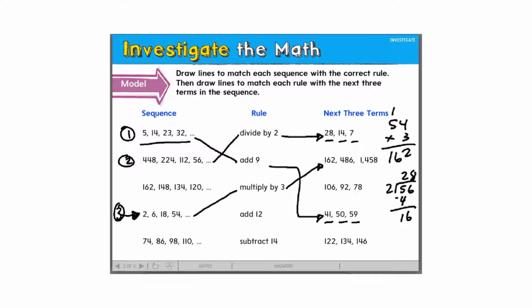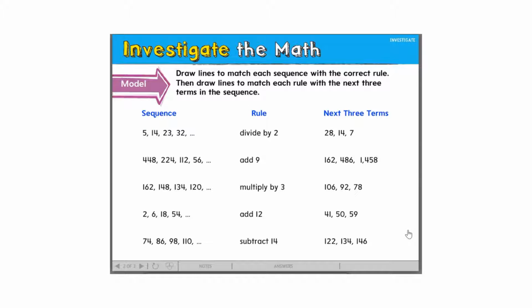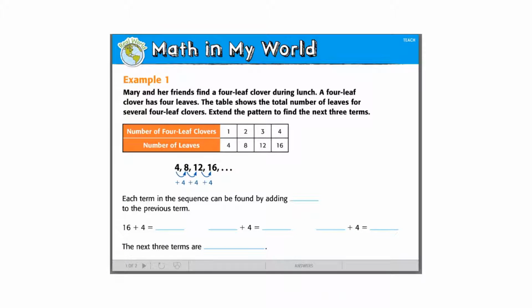Okay, let's look at the example in your book. This is one where they've given you a chart to look at, so not a picture and not just a list of terms in a sequence, but this time they've given you a chart. So it says, Mary and her friends find a 4-leaf clover during lunch. A 4-leaf clover has 4 leaves. The table shows the total number of leaves for several 4-leaf clovers. Extend the pattern to find the next 3 terms.